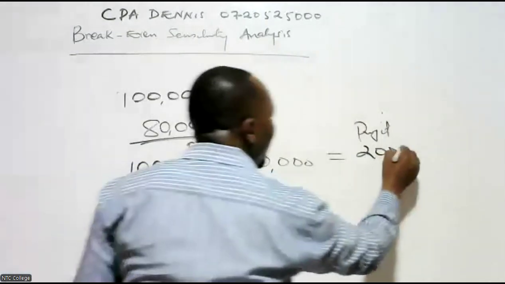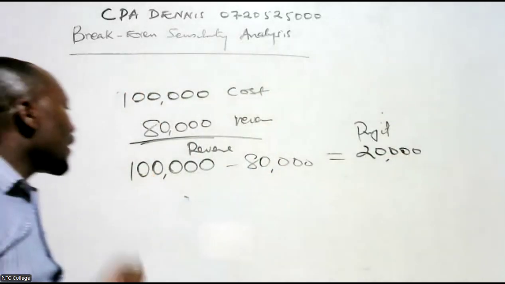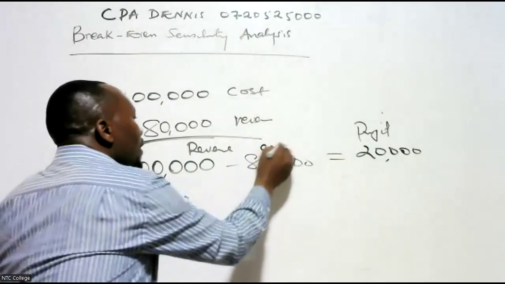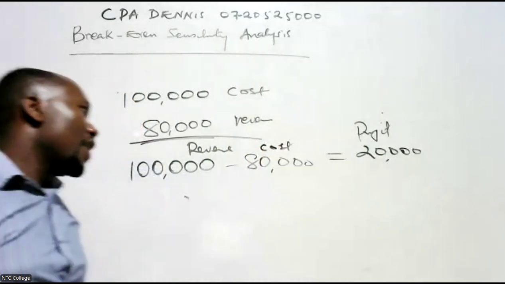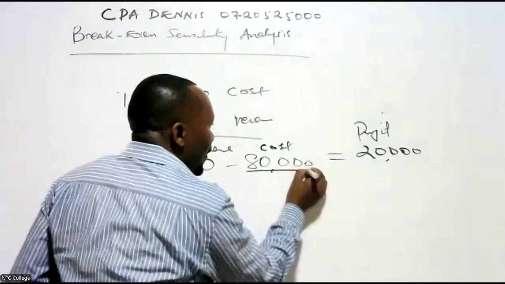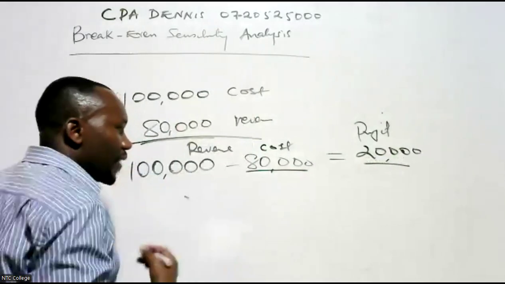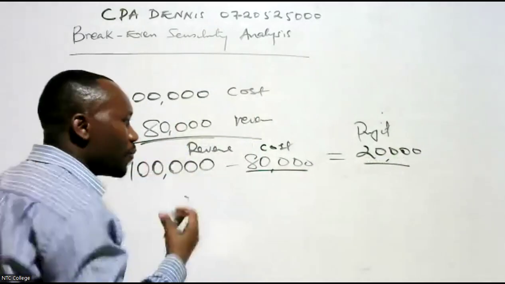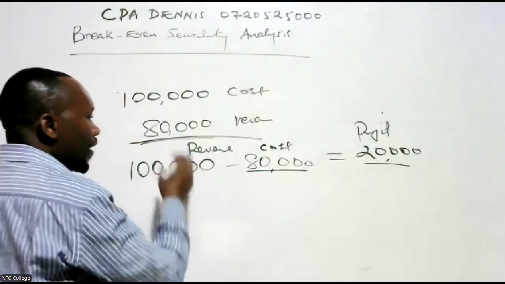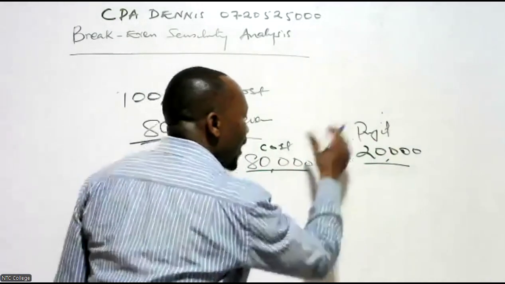So if you're making profit of 20,000, because the revenue is 100, cost is 80, so profit is 20,000. We are trying to look at a percentage change on cost that can make profit become 0. So that is the same thing. We are looking at the change in variables, whether it is revenue or it is cost, that can make NPV become 0.